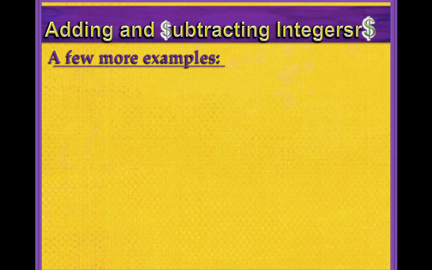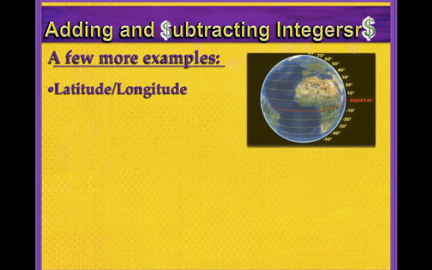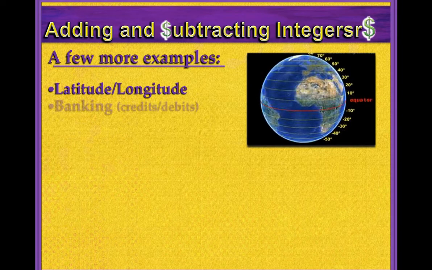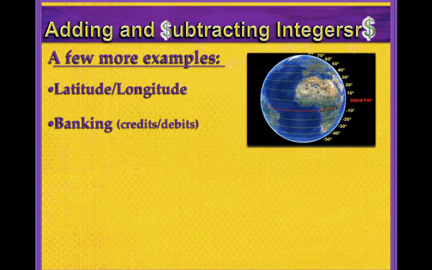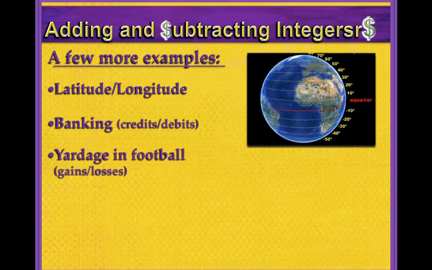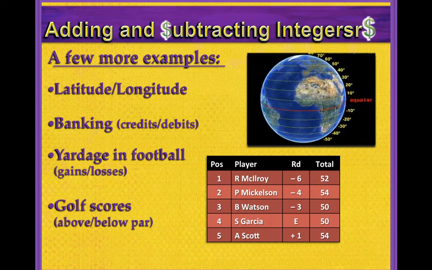Here are a few more examples. Latitude and longitude, remember that from social studies. Banking, money, credits and debits. For all my sports fans, yardage in football, gains and losses. Golf scores, above and below par. Altitude, above and below sea level.